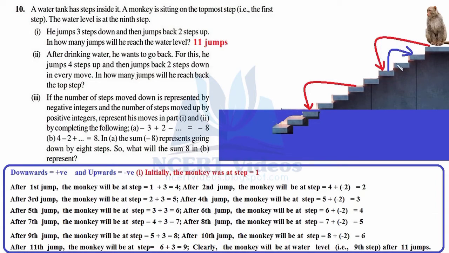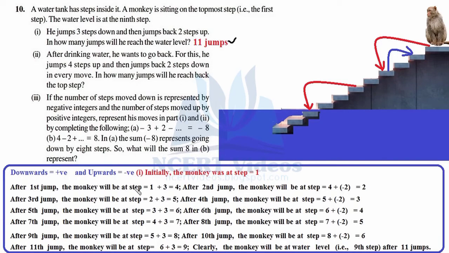So, similarly, he has to jump 3 steps down and 2 steps up. So, at a time he jumps only 1 step. So, he has to reach up to the 1st, 2nd, 3rd, 4th, 5th and 6th step, and then after reaching the 6th step he will jump, then he will reach directly to the 9th step. So, he has to jump total 6 times.